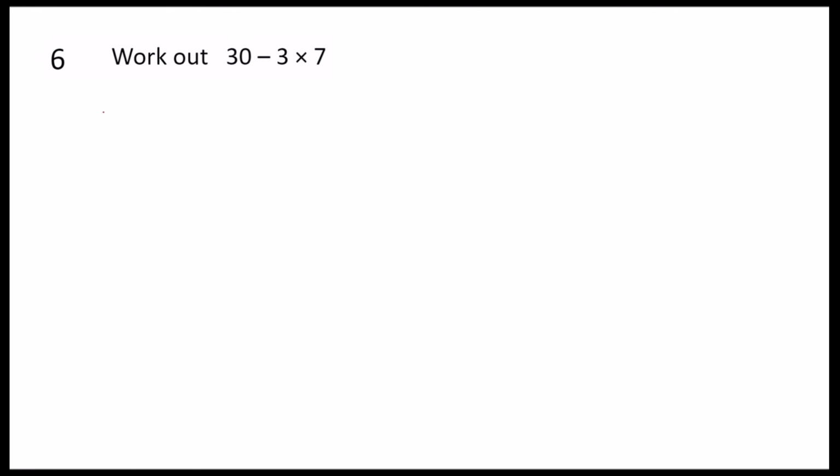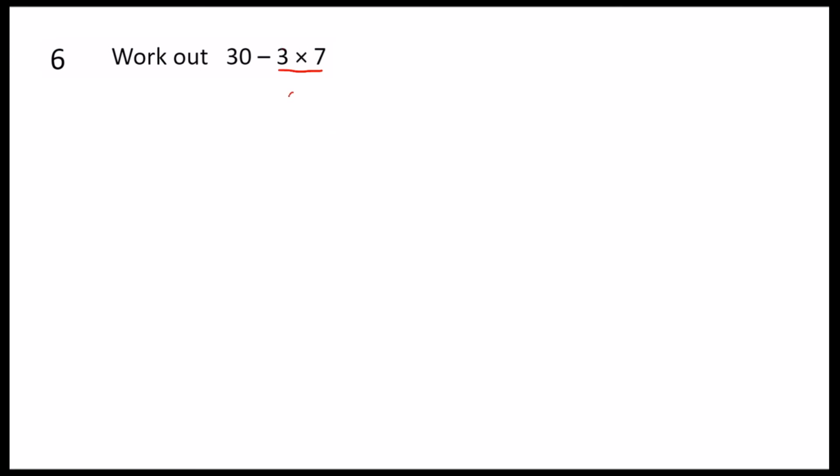Our question is asking us to work out what 30 take away 3 times 7 is. So going through the order of operations, either BODMAS or BIDMAS, B stands for brackets, which there are none. O or I stands for order or indices, and again we have no powers in our question. And D for division, there are no divide signs in this question. When we get to M, however, which is multiply or multiplication, we do have 3 times 7, so I'm going to underline that part of the question and work it out first.